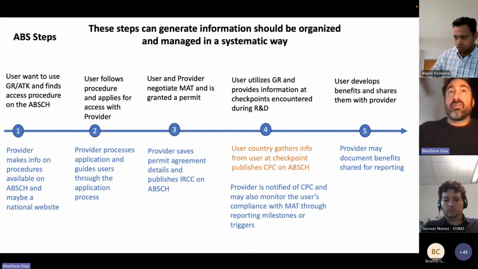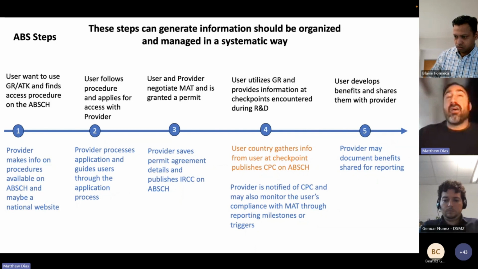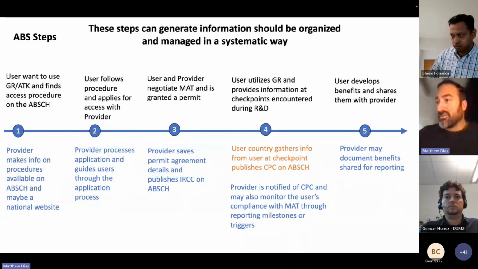Then the user starts to use the genetic resource, and they have to provide information at checkpoints they encounter on the value chain between research and development. That means the user also has to gather this information from a checkpoint and publish it on the ABS Clearinghouse, and that's called the checkpoint communique. The provider is also notified of a checkpoint communique, so they might want to see what's going on with their genetic resource and how it's being used. They can contact the user, they can contact the user country, but they also might have reporting milestones of their own that they want to use or trigger or communicate with the user on at different points in the development process.